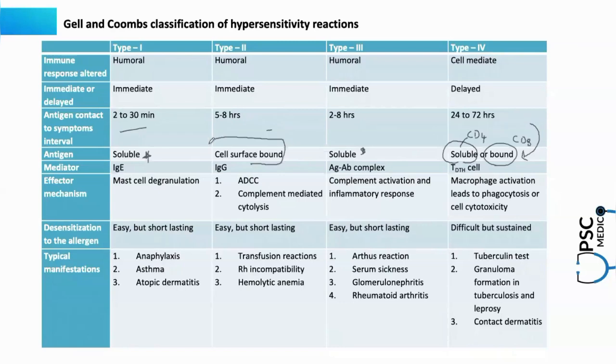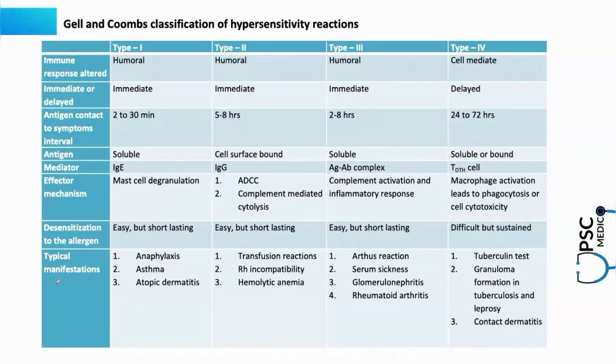But cell surface bound is type 2, as we already discussed. The mediator involved is IgE here, IgG here, antigen antibody complex, and T helper cells. Next, what is the effector mechanism? This is mast cell degranulation, this is antibody dependent dysfunction or cell mediated cytotoxicity, and also complement mediated. There will be complement activation and inflammatory response. You are aware of all these things because we discussed in detail, and that's the reason I'm going fast. And this is macrophage activation and cell mediated cytotoxicity. The rest, like desensitization, is not important for the exam, just leave it.